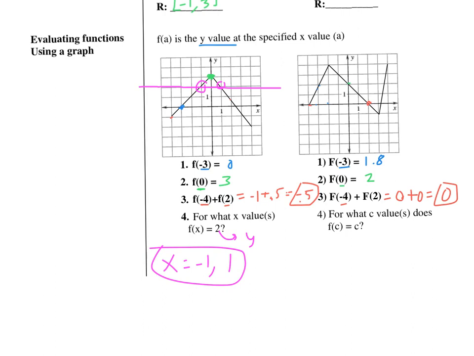Last question says, what c values does f of c equal c? So this one is asking, when is the x value the same as the y value? As I look through this, and you guys maybe can do this on your own, try to find an x value that's the same as the y value. So I see it right here, and then I also see it right here. So at c equals 1, it's 1 comma 1, so the x and the y value are the same. And then at c equals 4, the x and the y values are also the same.